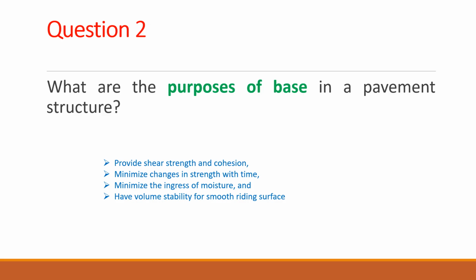So base is providing shear strength and cohesion, minimize the changes in strength with time, minimize the ingression of moisture, have volume stability for smooth riding surface. Volume stability means keeping the shape without sagging, without changing it. Are we good? So your quizzes and the final exam, everything has MCQ questions. So it's very important to know the theory as well, not just the numerical part of it.